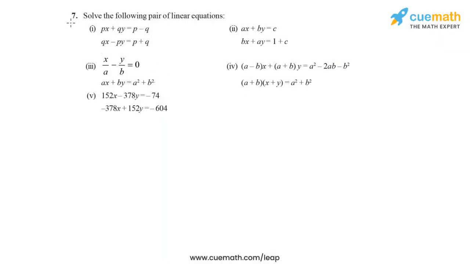In question 7 of this exercise, we have to solve each of these pairs of linear equations. So there are 5 parts in this question. Let's solve each of them one by one. Okay, let's start with the first part.